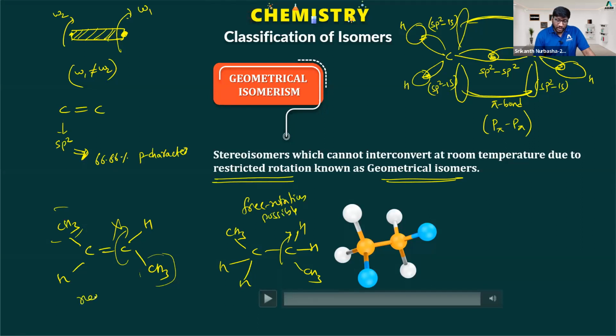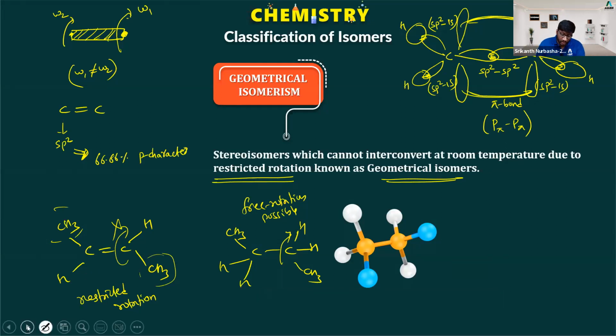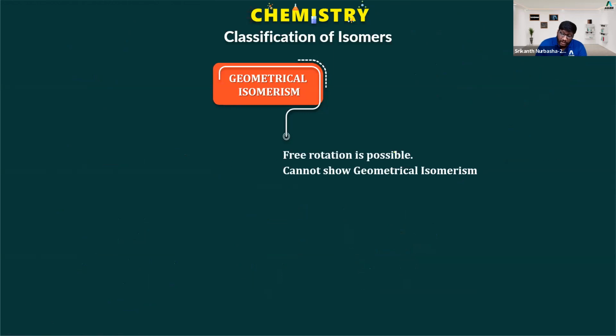Here we have restricted rotation. Restricted rotation is there in the double bonded system, also in the pi bonded systems, right? So free rotation is possible in single bonds, so they cannot show geometrical isomerism. Whenever we have a carbon-carbon single bond, rotation is free. The spatial positions are continuously changing. So obviously it is not showing any cis-trans isomerism.